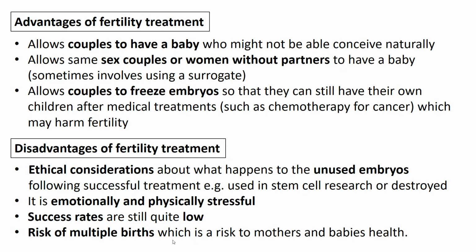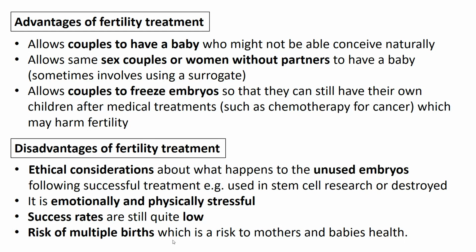It also allows couples to freeze embryos so they can still have their own children. For example, if they're having chemotherapy or cancer treatment, it might be that they want to go through embryo formation and freezing and then try and have a baby after the treatment's over.